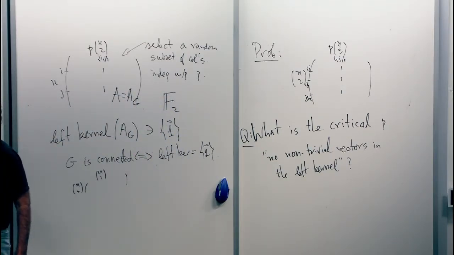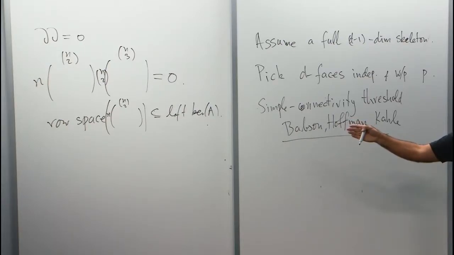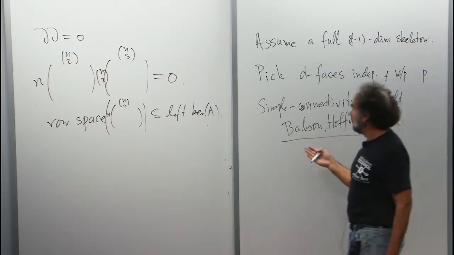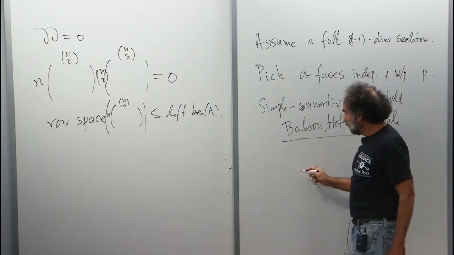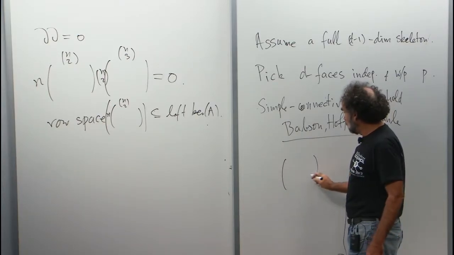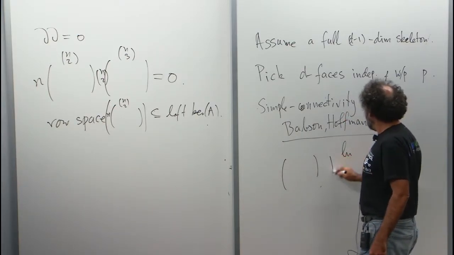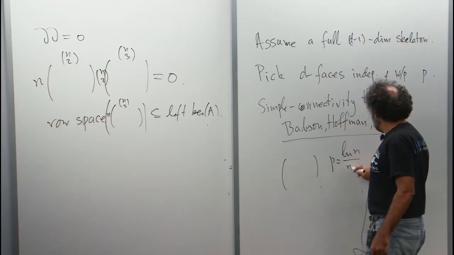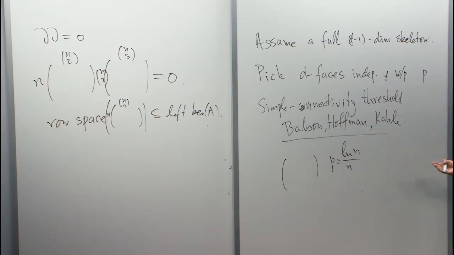What is the critical P for which these are the only things in the left kernel? Now let's see. You remember that in the other model, the critical P was ln n over n. Why? Because this is a guess at least that would make sense, that below this, not only is the graph disconnected, it has isolated vertices.